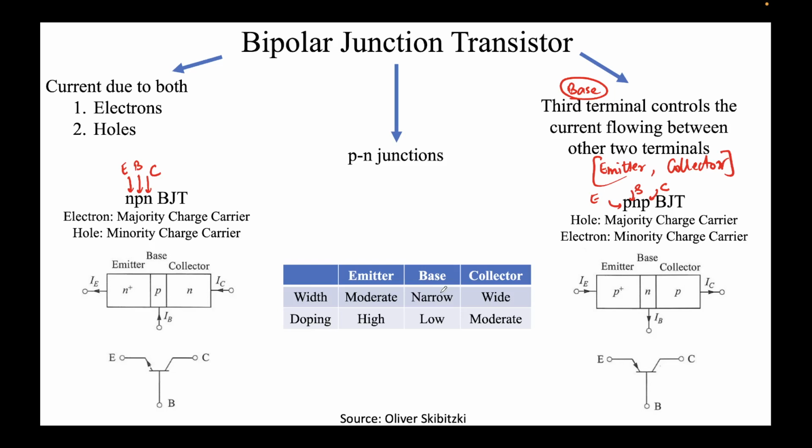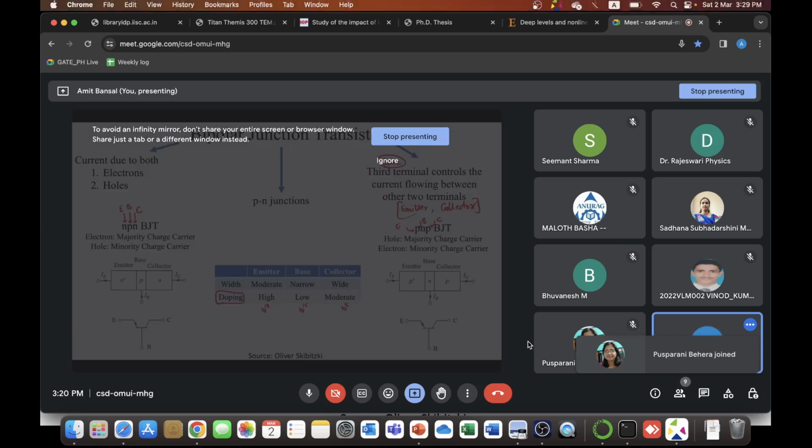The first one that we care a lot about is the doping. We consider doping in such a fashion that the emitter doping is high, the base doping is low, and the collector doping is moderate. We'll see why. Let's say high means 10 to the power 18, low means 10 to the power 15, and moderate means 10 to the power 16 or 10 to the power 17, per centimeter cube.